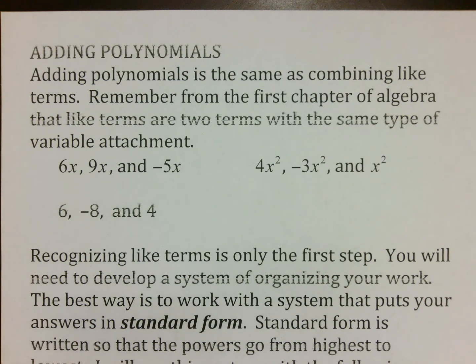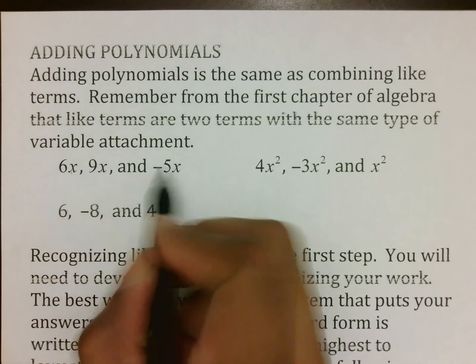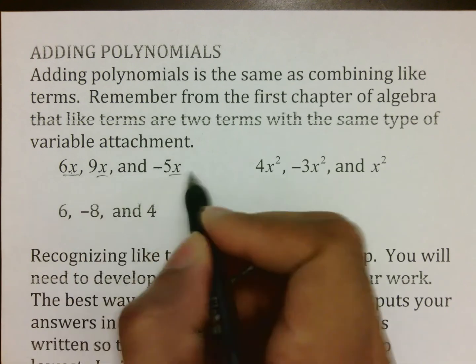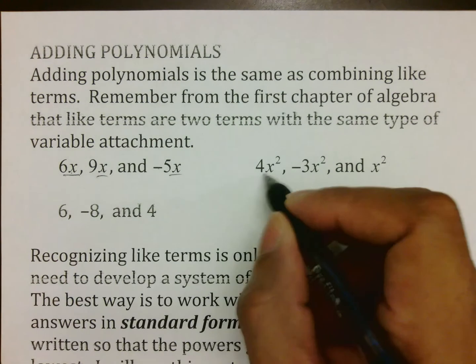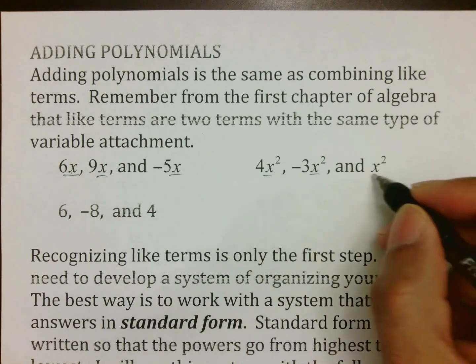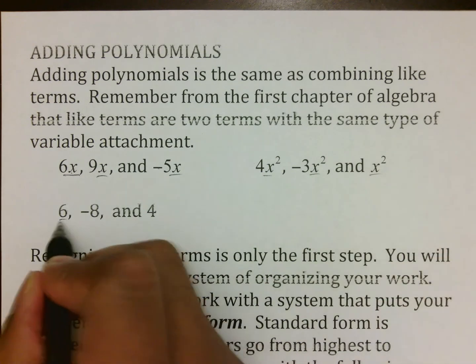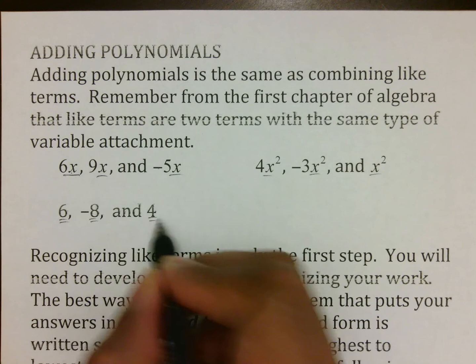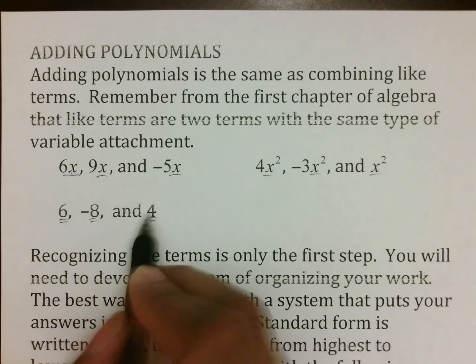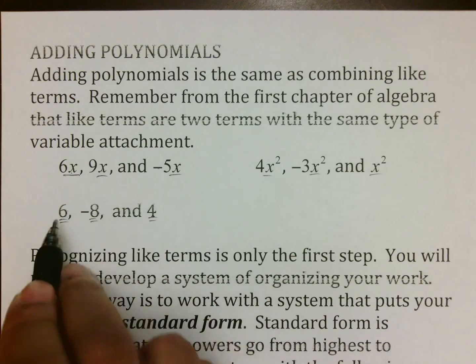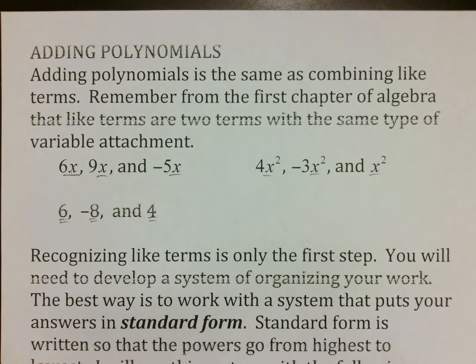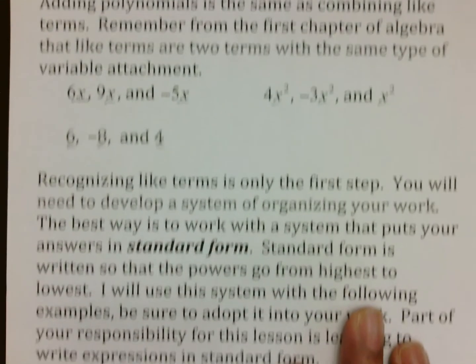Just remember from the first chapter of algebra what like terms are: 2 terms with the same type of variable attachment. 6x, 9x, negative 5x are all like terms because they have an x on them. 4x squared, negative 3x squared, and x squared are all like terms because they all have x squareds on them. Even in this case, 6, negative 8, and 4 are all like terms because they are all constants. In other words, they don't have any x's at all, so they are all similar in the fact that they don't have a variable attached.